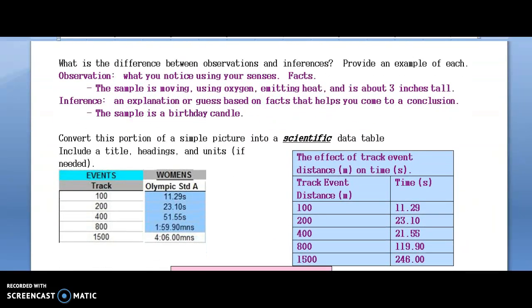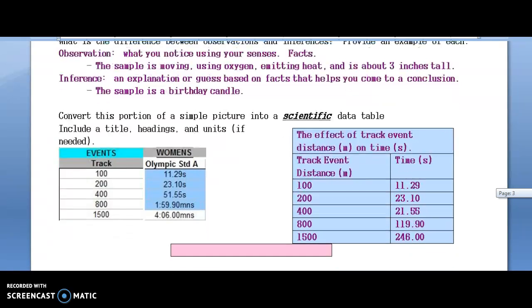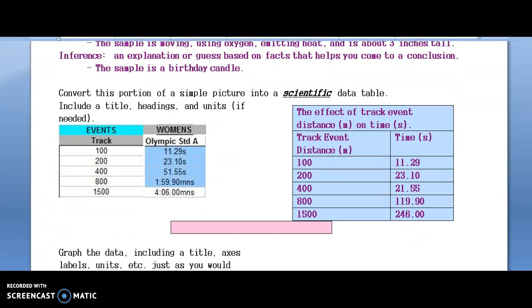Observations and inferences. Observations are what you notice using your senses. These are usually facts that can be measured or verified. And then an inference is an explanation or guess based on those facts that helps you come to a conclusion. I've got samples there. Here's a data table with the title in the correct format, the effect of independent variable, the distance, on dependent variable, time, and then it's measured in meters and seconds.